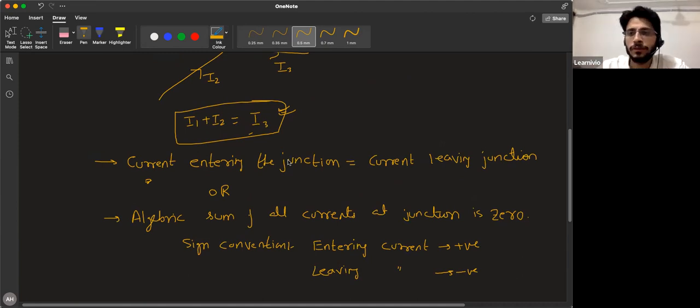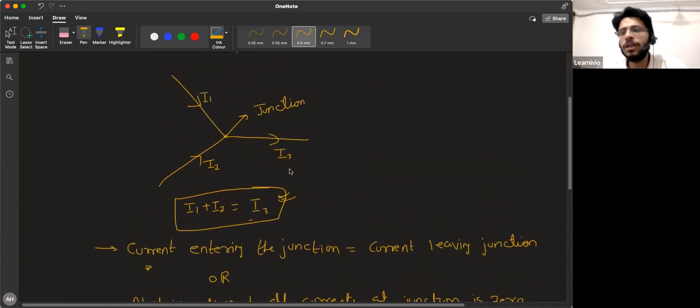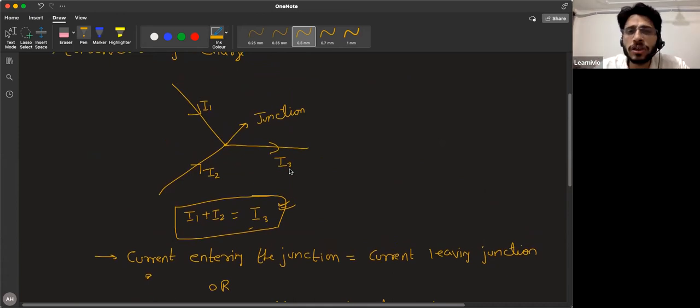Sir, what if the direction of current is not given? The direction of current is given. If it is not given, then you have to assume something. That is a variable in the numerical, but he will give you some other data so that you can decide the direction of current. So whenever you have a junction, the algebraic sum of all the current at the junction is 0. That means current entering the junction is exactly equal to the current leaving the junction.